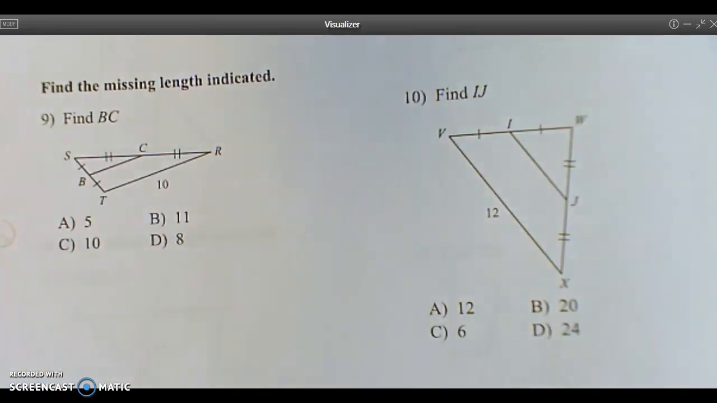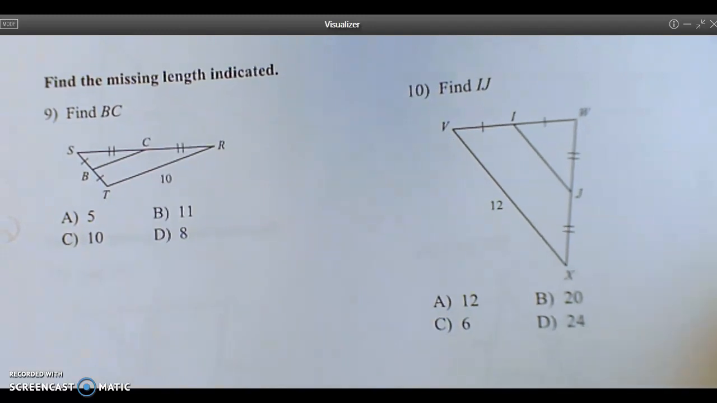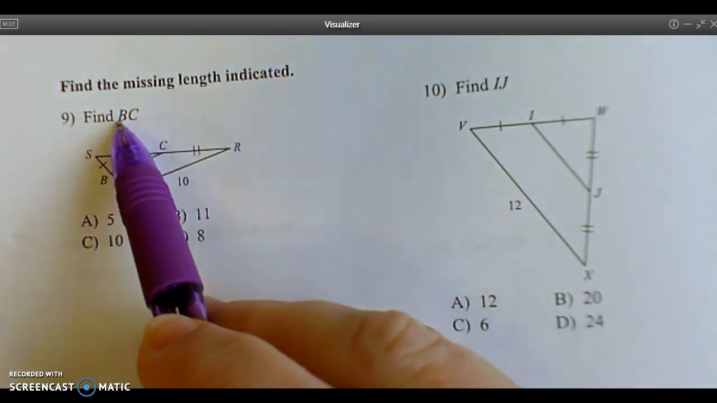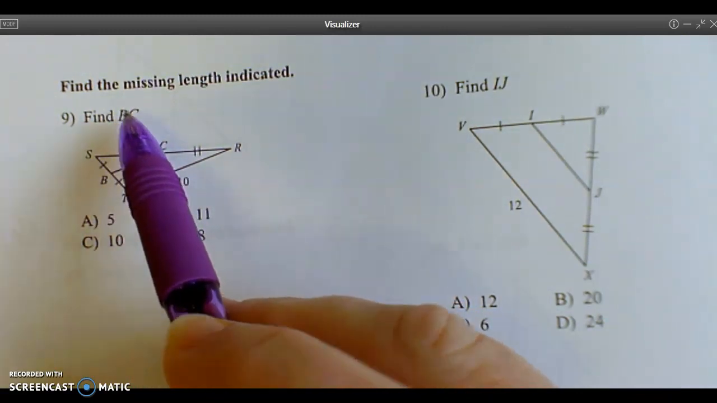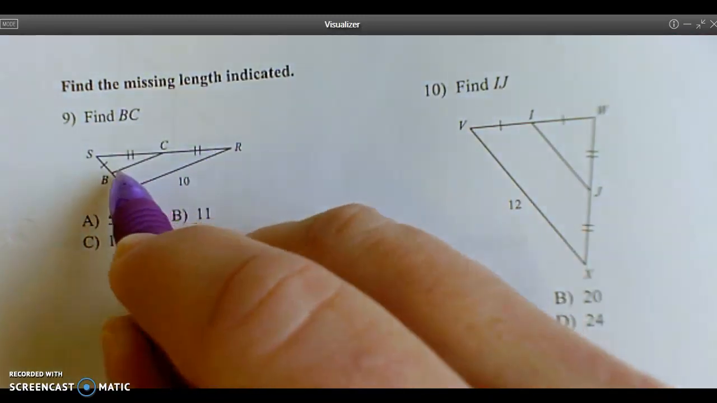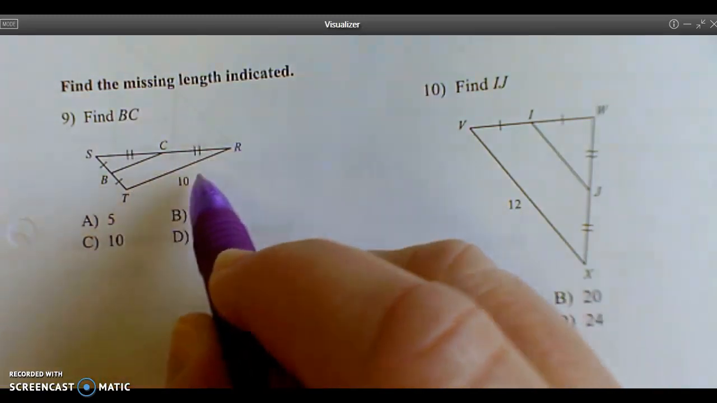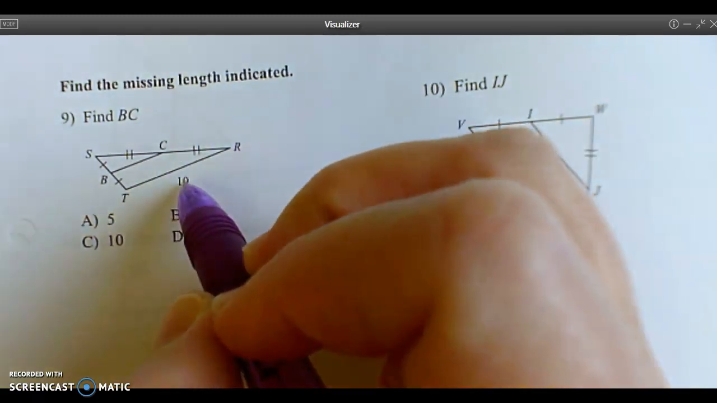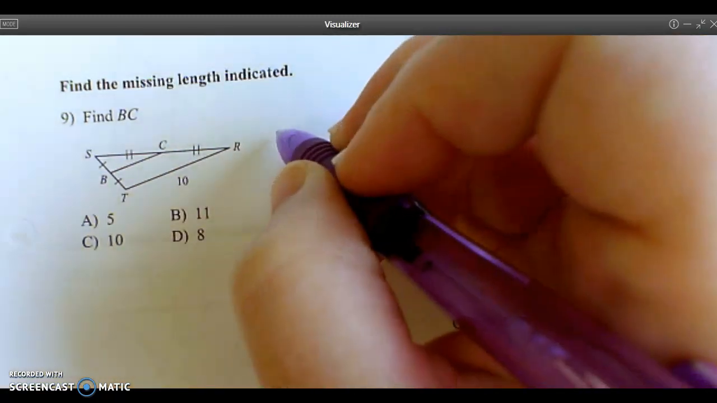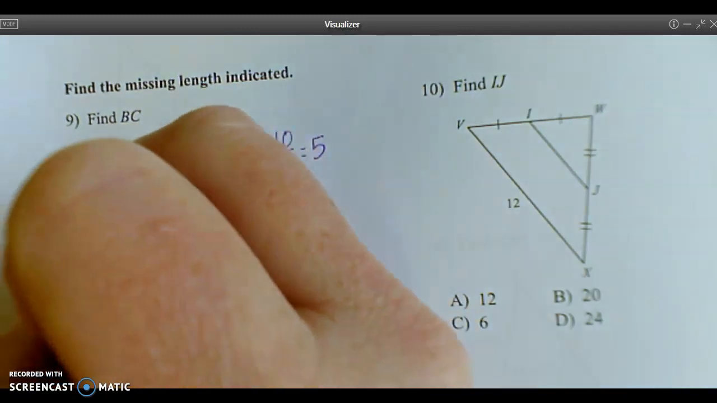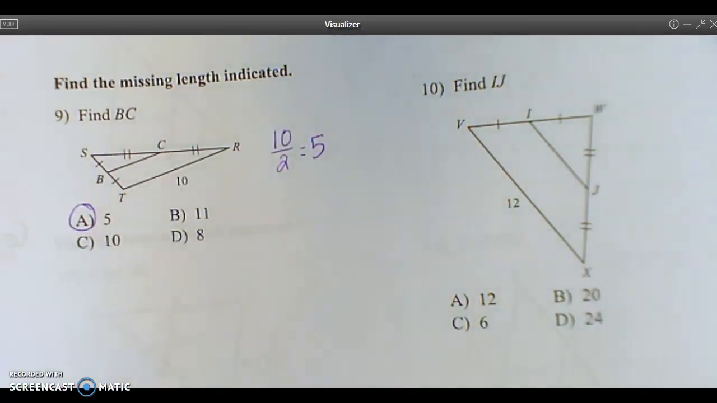Alright, here's some new problems. So first problem is just telling what side's parallel based on the picture. Another kind of problem is figuring out what the length of a different side is. So this one's saying, what is the length of BC? Alright, looking at our picture, I know that BC is a mid-segment. And what it tells me is that TR is 10. Well, I'm trying to find the smaller side. So if I want the smaller side, you divide by 2, you get 5, so 5 is the answer.